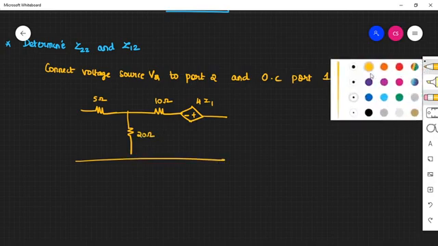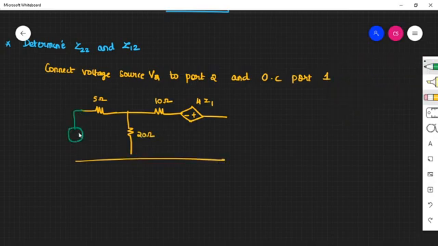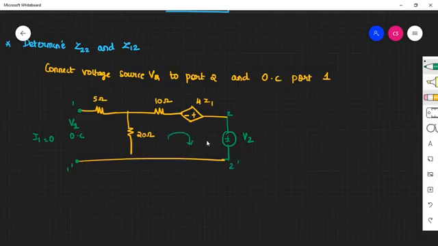Now according to this condition, what we are going to do? We are going to connect a voltage source across port 2. Right? So across port 2, let us connect a voltage source V2 and across this is going to be open circuited. Which means I1 will be 0 and there will be some voltage V1 existing across the terminals 1, 1 dash. Across 2, 2 dash we are connecting a voltage source. Now we will name this current.